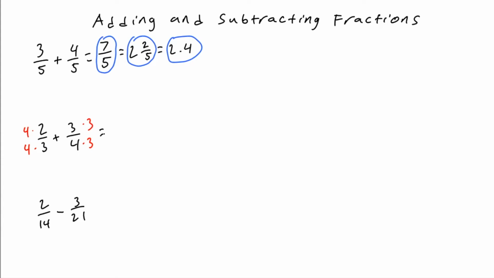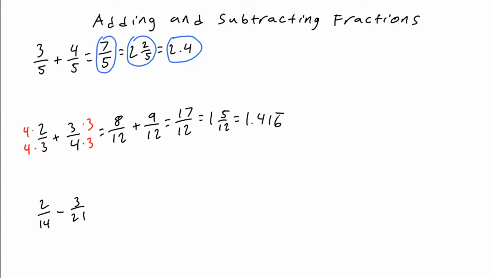So that will give us 8 over 12 plus 9 over 12. And then we have common denominators, so we can add them straight out. 8 plus 9 is 17 over 12. And that's your answer. Again, if you want to, 1 and 5/12, 1.416 with just the 6 repeating.